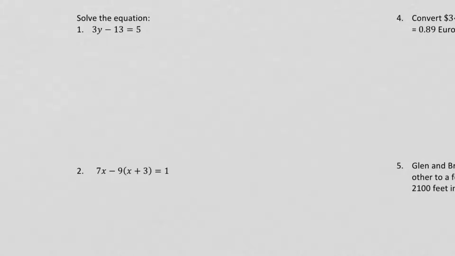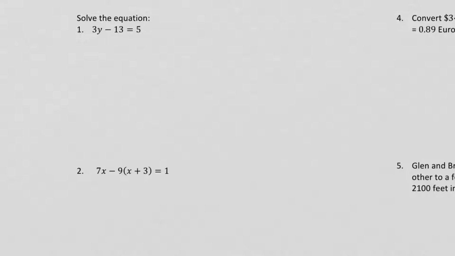So once again, this is for those people that are going to be attempting to take the test. Make sure you follow along and do all of the 18 problems on this review that I'm going to do. Okay, let's get started. Okay, number 1 is pretty simple. It says solve the equation 3y minus 13 equals 5.